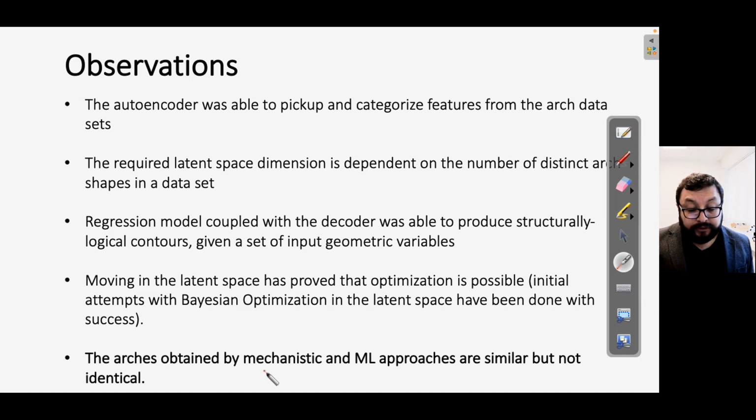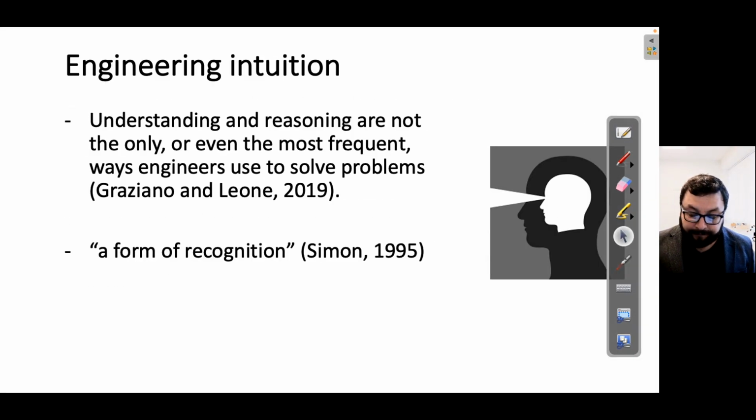Those arches are actually very similar to those arches that were generated using the machine learning approach, but they are not identical. And especially when you start including dynamic loads, it is much more difficult to find a mechanistic algorithm that will optimize proper dynamic results, right? So there is some advantage there.